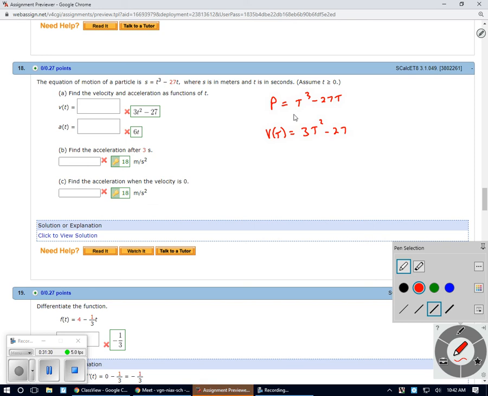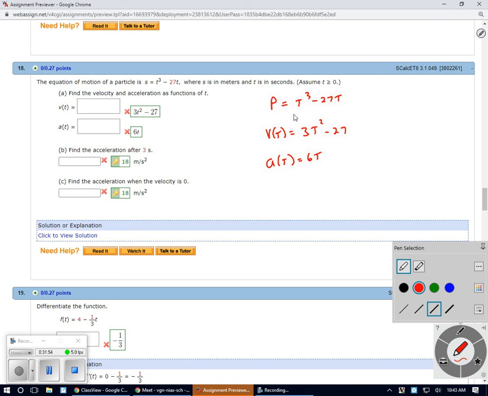And if I want to know how fast it's speeding up, either positive or negative acceleration, that's the second derivative. So if the first equation is my position, the second equation is my velocity, and the third equation is my acceleration.